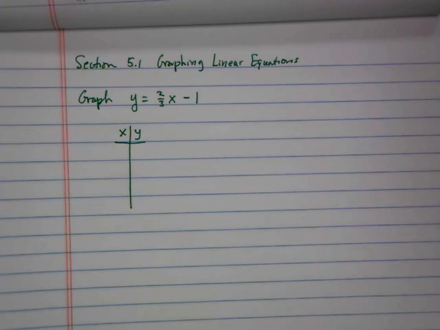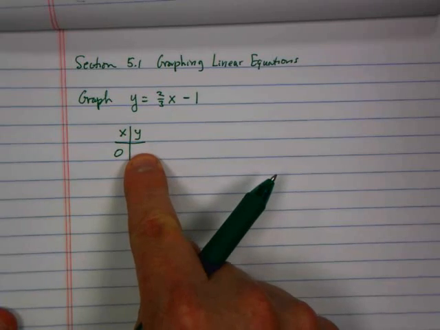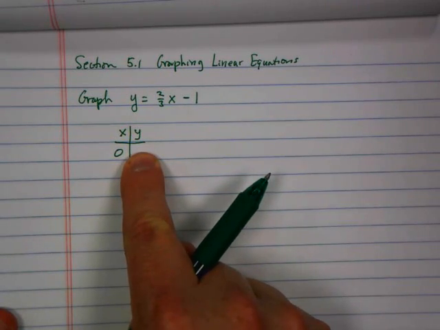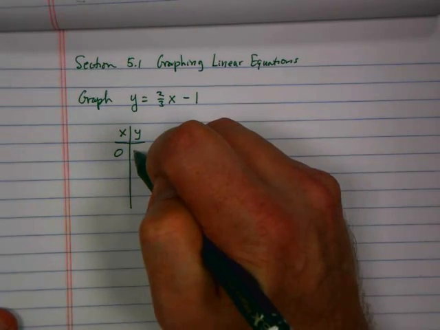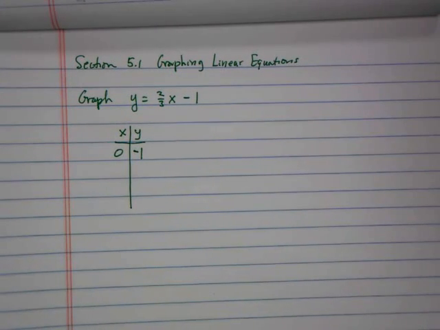0. Okay, I like 0. When I plug in 0, the answer I get is negative 1. Now, you could use 1 and 2 to plug in for x, but they're not very good choices. Why not?